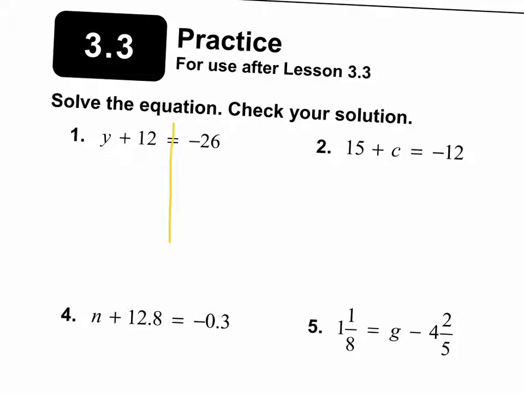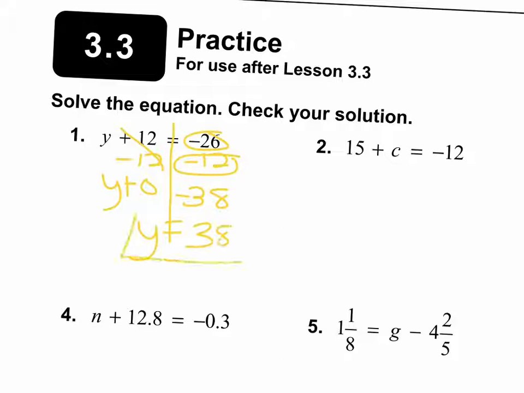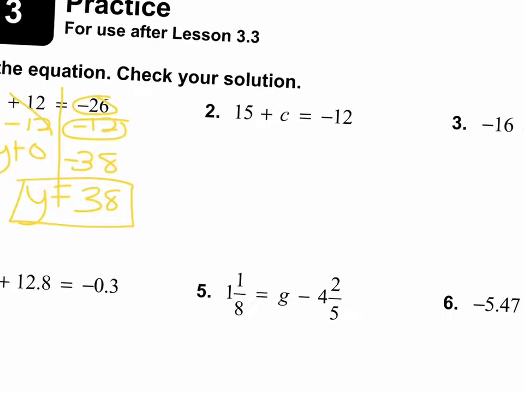Here we have y plus 12. To get rid of that 12, I'm going to have to subtract 12 or take away 12. So I subtract 12 here. What I do to one side, I have to do to the other side, so I subtract 12 here. These cancel out, because that becomes 0. So I get y plus 0. And then I have a negative 26, negative 12. Same sign, we combine. So I get 38, and we keep the sign. Then y plus 0 is just y, and my answer is y equals 38. So just be careful. Whatever you do to one side, you have to do to the other side. That is the biggest thing.